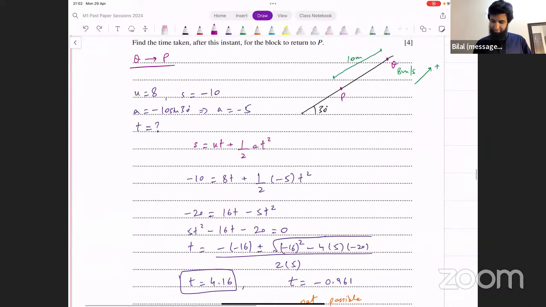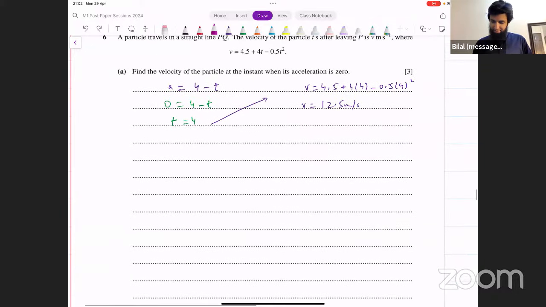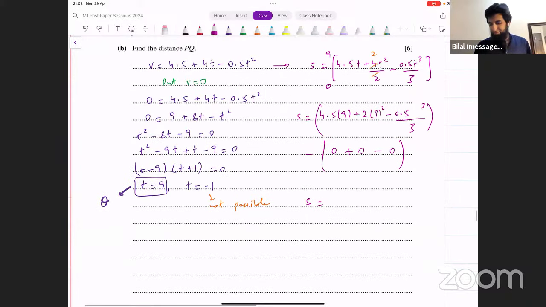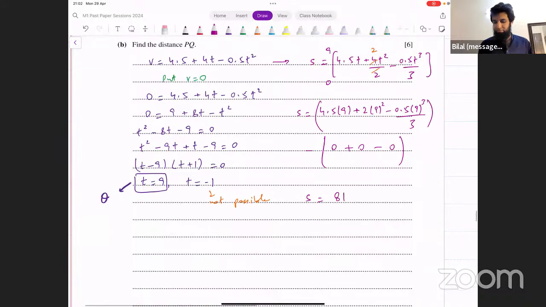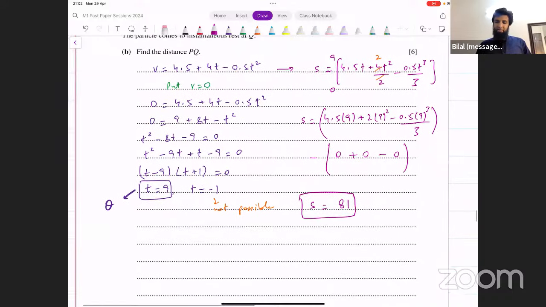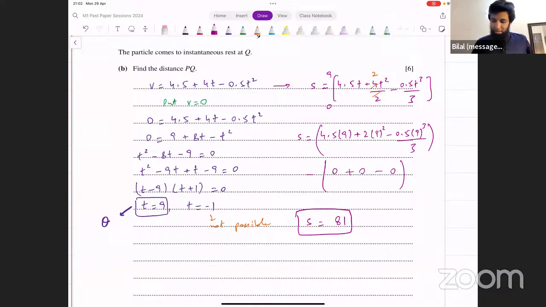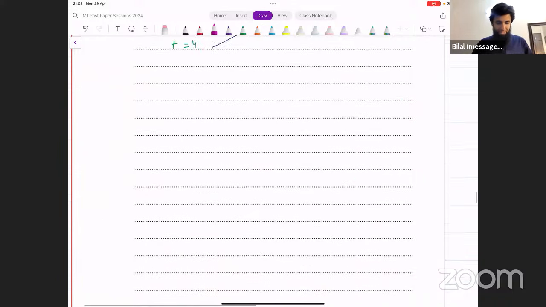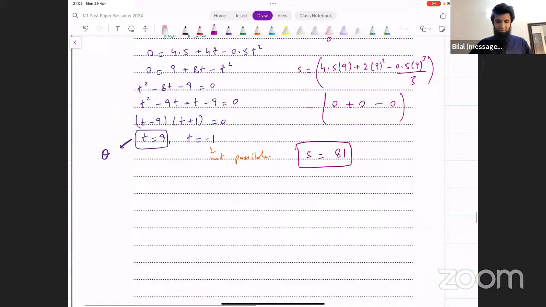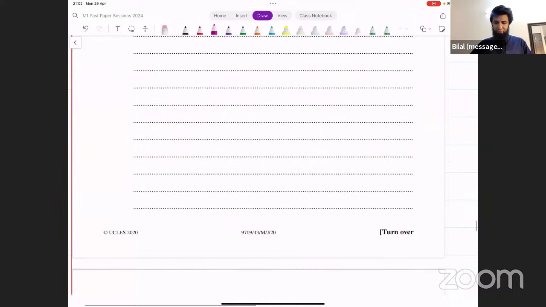Okay, I'm sorry about that. This was supposed to be 9 here. So that becomes 81. So this displacement is 81. All right, and that's what we were looking for. This turns out to be 81. Okay, that was part B.